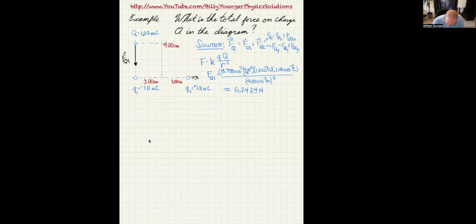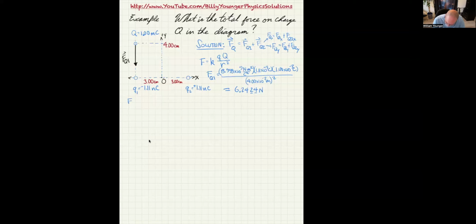So I'm going to call this the positive x-axis pointing to the right. I'm going to call this the origin. I'm going to call this the positive y-axis pointing up. And of course, this would be the negative axis pointing to the left. Now that I have FQ1, I'm going to go ahead and compute the x and y components, which is really trivial because this is clearly a vector that points only downward.